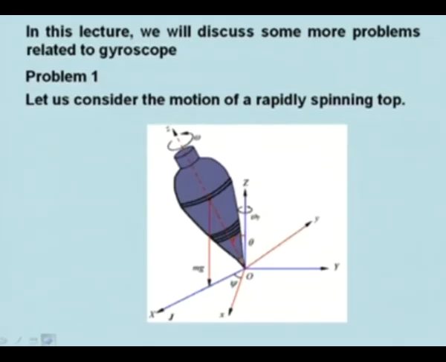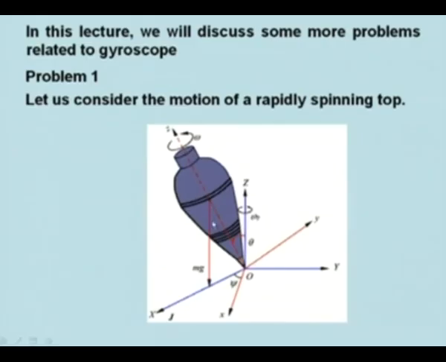We now present some more examples of gyroscopic motion. We discuss some more interesting problems related to gyroscope. Let us consider the motion of a rapidly spinning top. That top, every one of you might have played with in your childhood. In this case it is symmetric, that at least Izz is different, but Ixx is equal to Iyy.